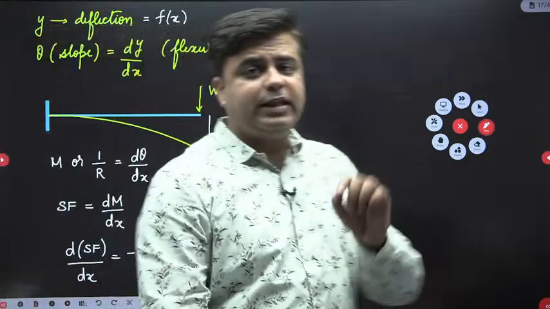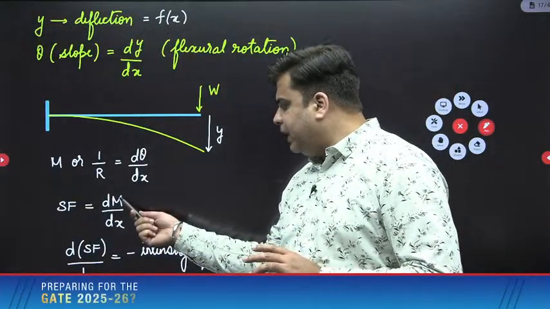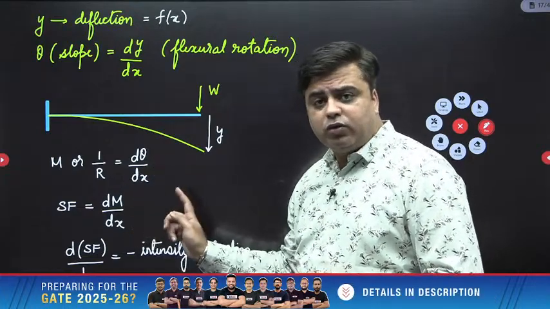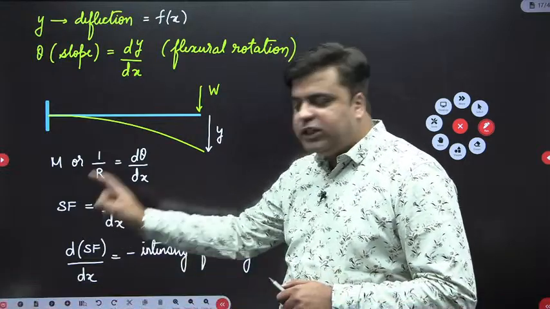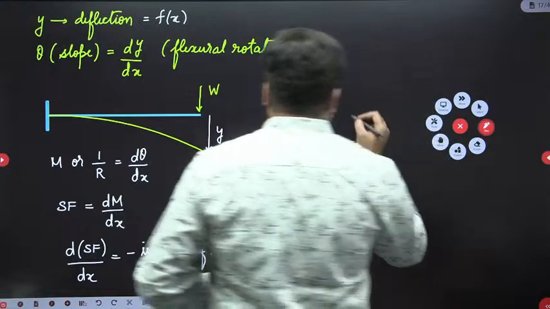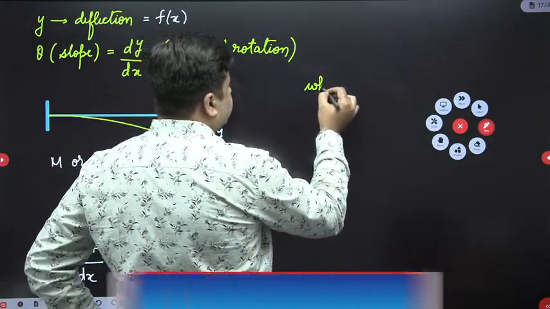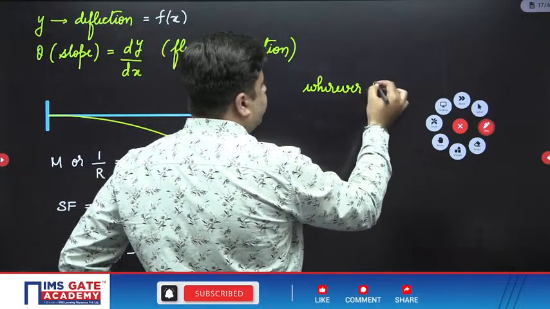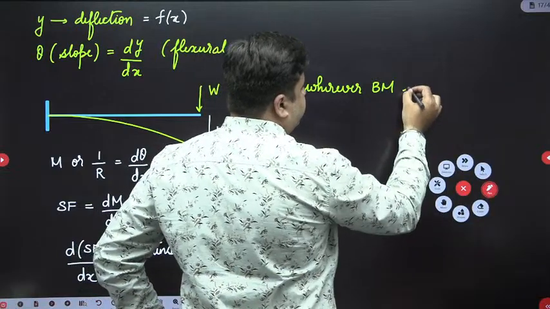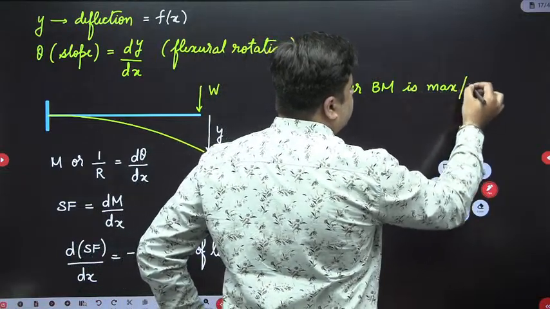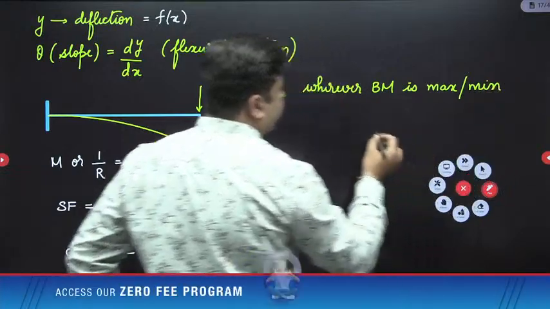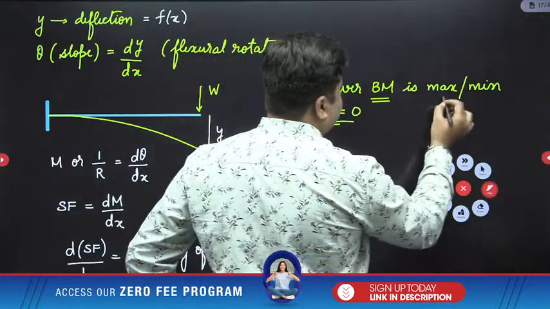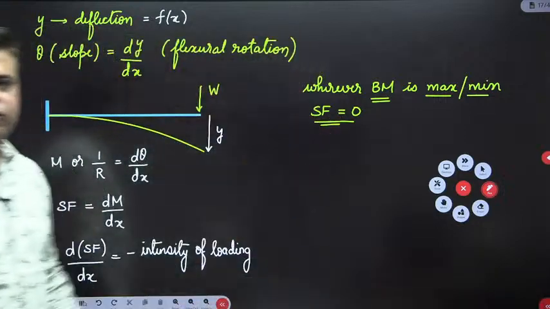From this flow chart, one thing is very clear: wherever your bending moment is maximum, dM by dx will be equal to 0. At that location, the value of shear force will be equal to 0. So wherever the bending moment is maximum or minimum, the value of shear force is equal to 0.